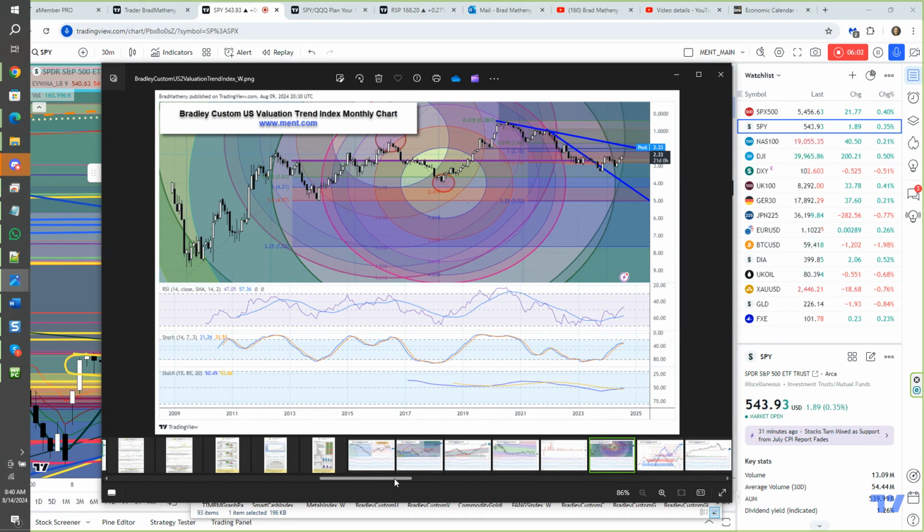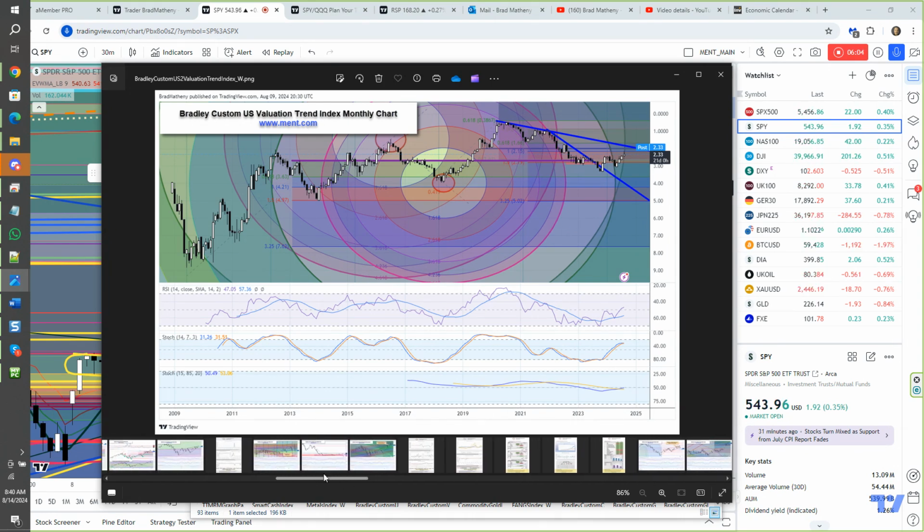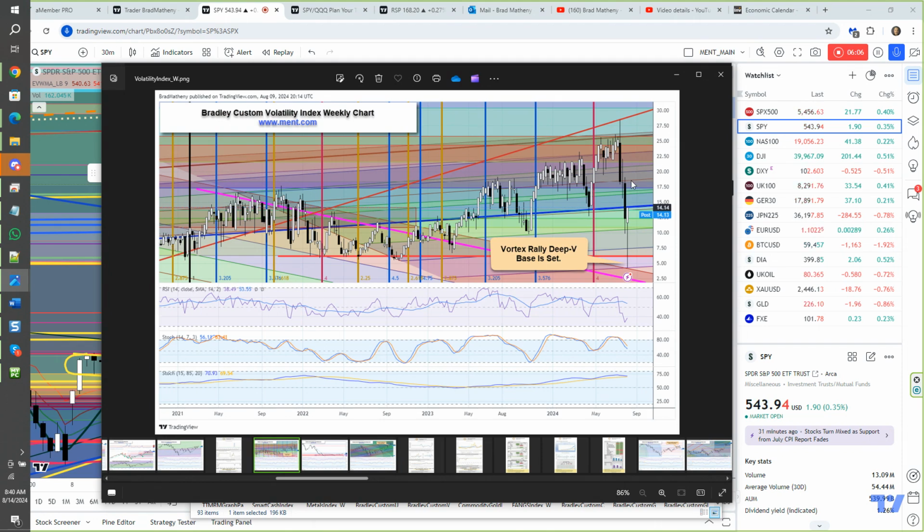And then back here, the volatility index had come down to a really deep low last week. Vortex rally, deep V, base is set. This is a very unusual type of pullback. Big, strong rotation back up into bullish trending. We need to see this continue to rally up into this area, which it looks like it's going to do if the market keeps rallying forward.